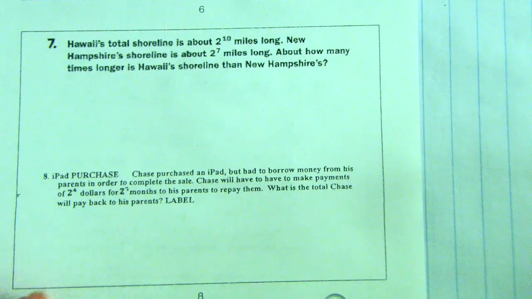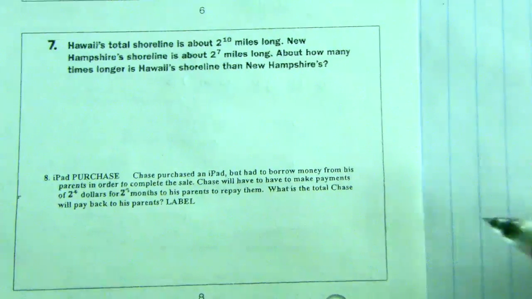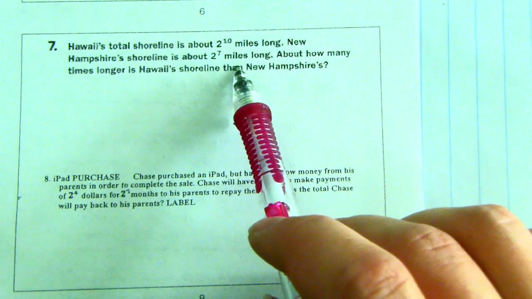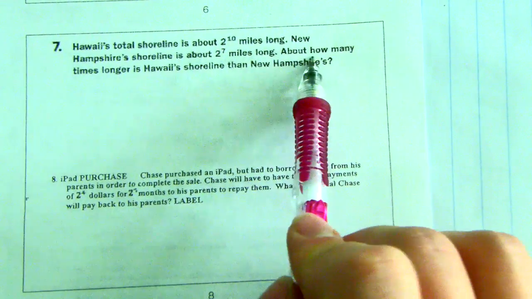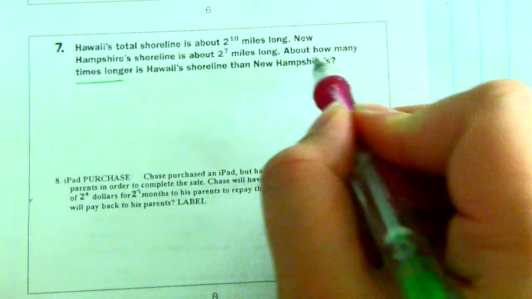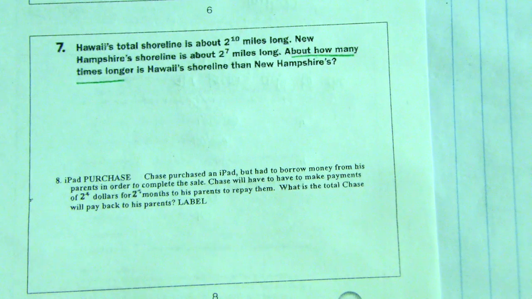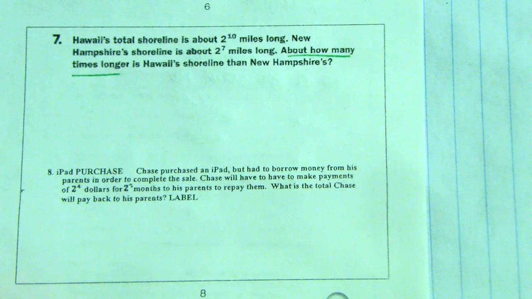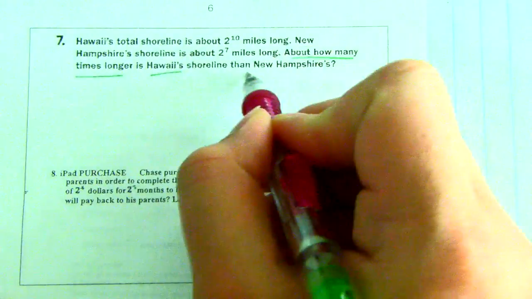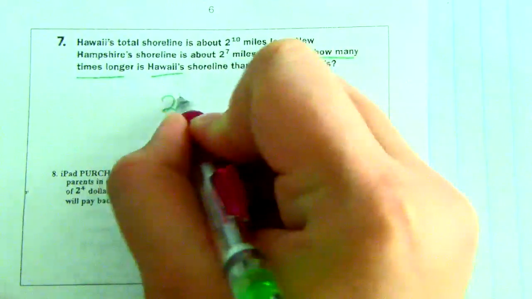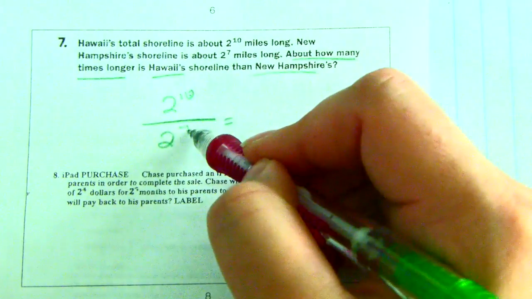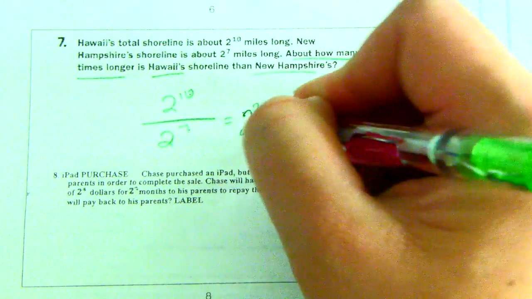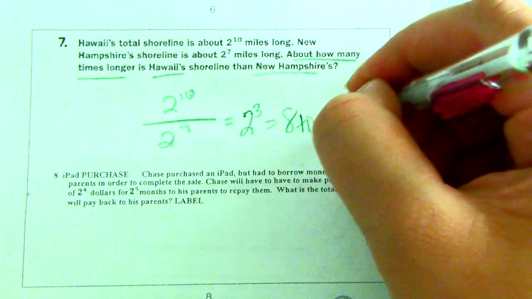Now we've got a couple word problems, I guess. It says Hawaii's total shoreline is about 2 to the 10th miles long, so it's pretty long. New Hampshire's shoreline is about 2 to the 7th miles long. About how many times longer? If I want to figure out how many times larger something is than another thing, I'm actually going to divide Hawaii by New Hampshire. So Hawaii is 2 to the 10th divided by 2 to the 7th. Shortcut says subtract those. So 10 minus 7 is 2 to the 3rd, which is about 8 times longer.